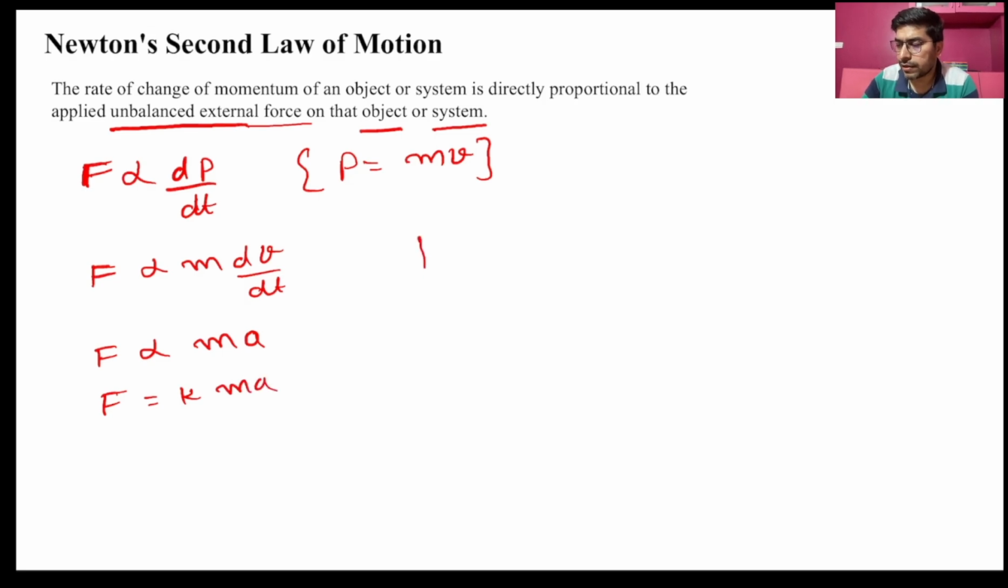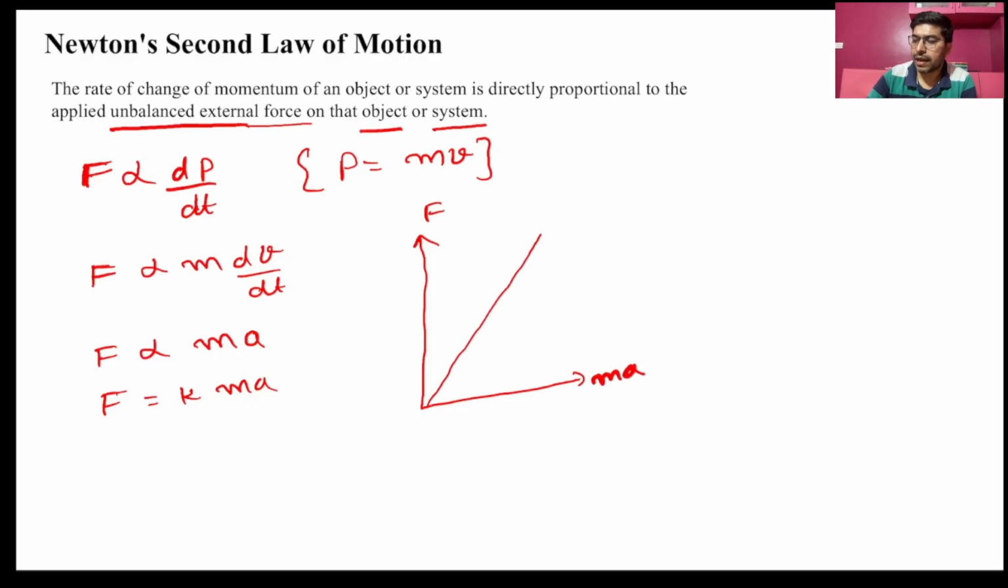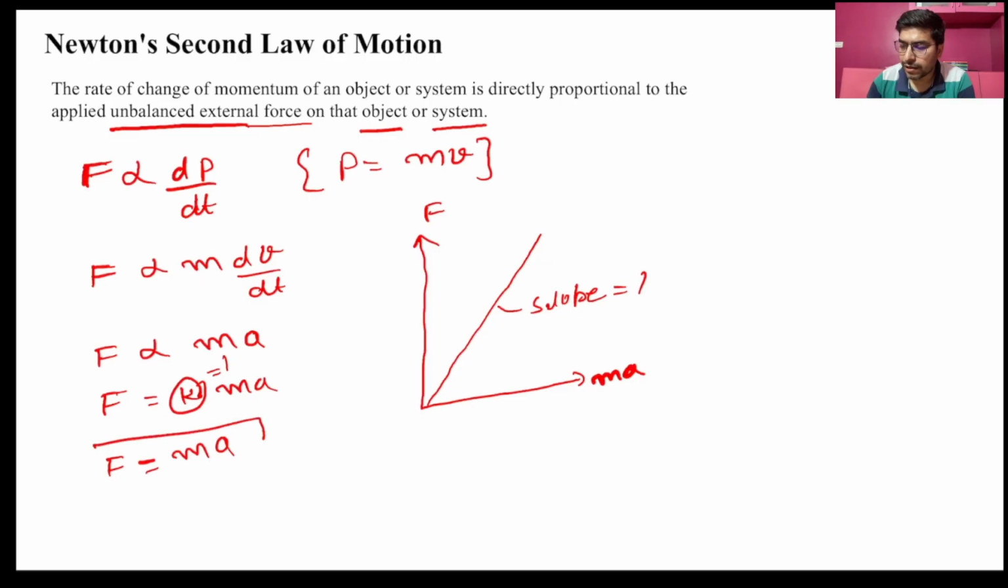Now for the SI unit, we select the units of F, m and a in such a way that if we draw the graph between F and ma, we get a straight line, obviously because F is proportional to ma, and the slope will be equal to 1. It means F by ma is equal to 1. So the value of k is 1. So we can write F is equal to mass times acceleration, right?